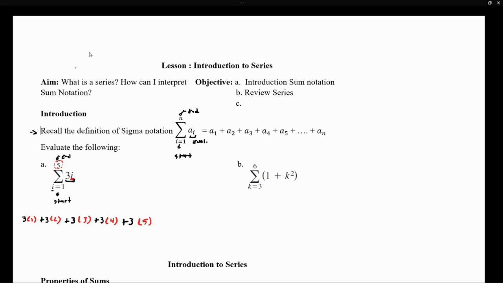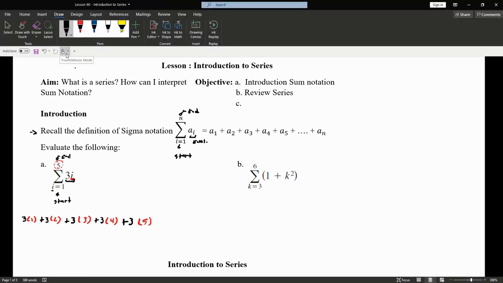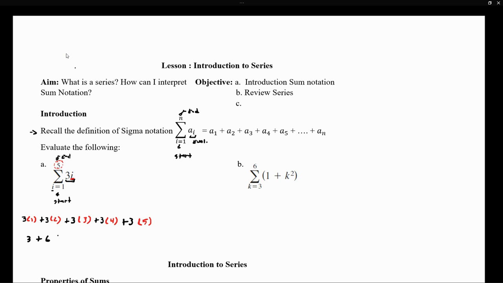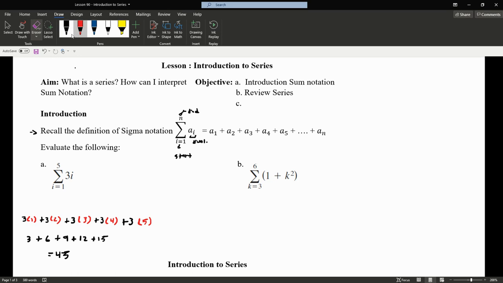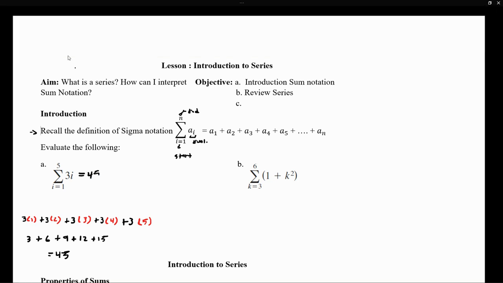Now what we have to do is just sum it up because we're using sigma. So let's simplify this. My first term is 3. My second term is 6. My third term is 9. My next term is 12. And my next term is 15. If we add them up, we get a value of 45. So what this is saying is that the sum of the expression 3i, from 1 to 5, is equivalent to just 45. Let's do one more example.